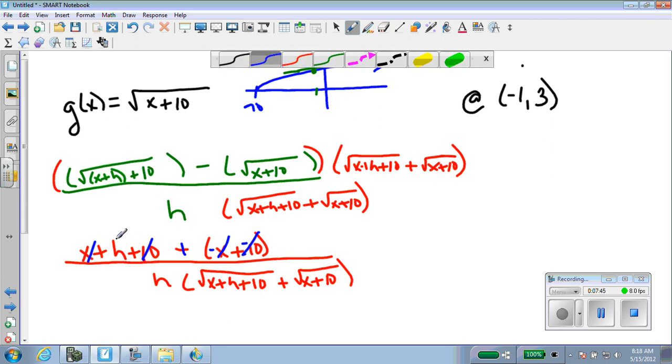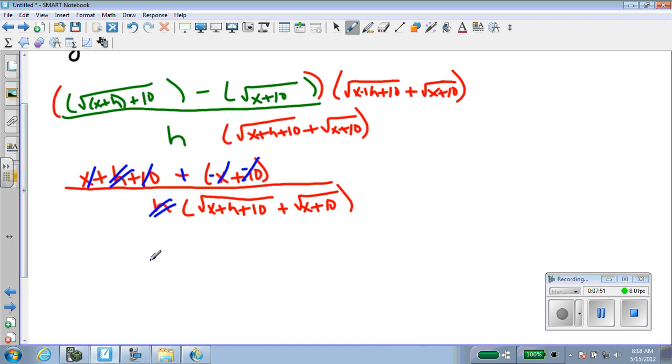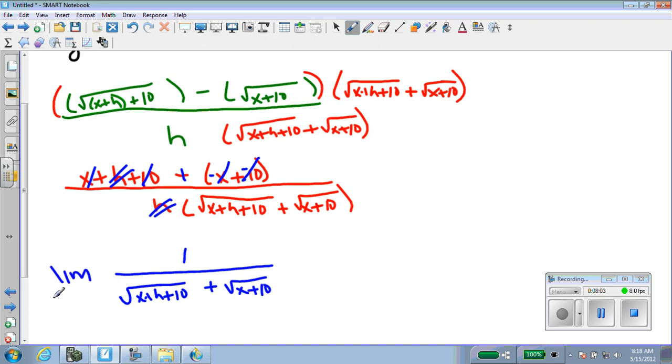Okay, and so my numerator has an h in it. That h is going to cancel with the denominator h. And I'm going to get 1 over the square root of x plus h plus 10 plus the square root of x plus 10. And we're going to take the limit as h goes to 0. So as h goes to 0, the denominator is the square root of x plus 10 plus the square root of x plus 10. So 1 over 2 square root of x plus 10.